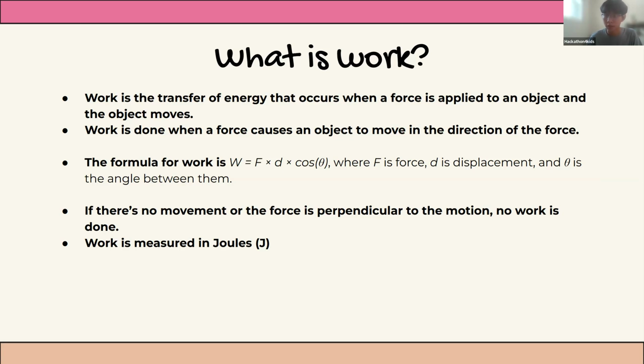F is the magnitude of the force applied. D is the displacement of the object, and theta is the angle between the force and the direction of the motion. If the force is in the same direction as displacement, or where you're moving, theta will be 0, and the work done will simply be the product of force and distance, but I'll get to that later on. Work is measured in joules. 1 joule equals 1 Newton meter, but that's not really important. Just know that work will be measured in joules.